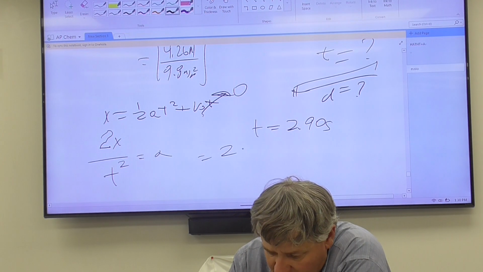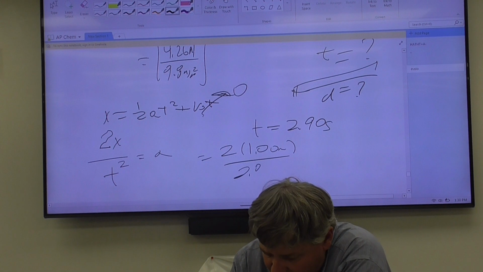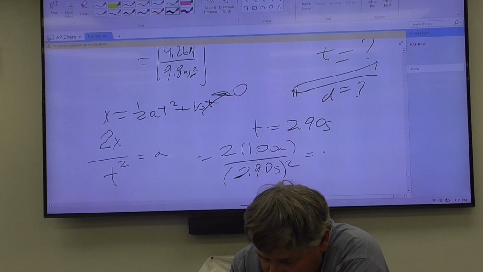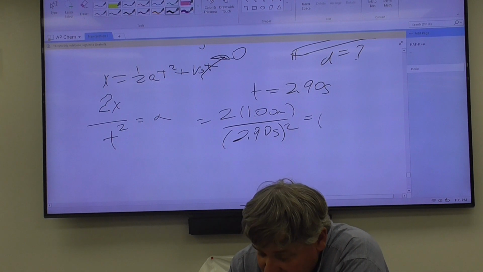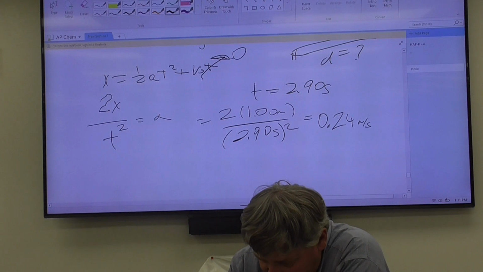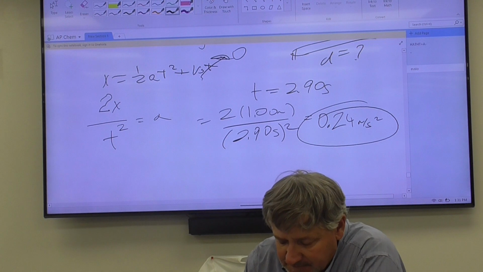So we got 2 times 1 meter, somebody do the math, and divide that by 2.90 seconds squared. 2.3 or 2.4 or 0.24? Sorry. Oh yeah, there's a big difference. 0.24. Exactly? It's 0.2378. Close enough. We'll call it 0.24. There's my acceleration.